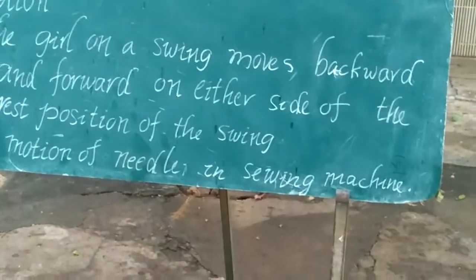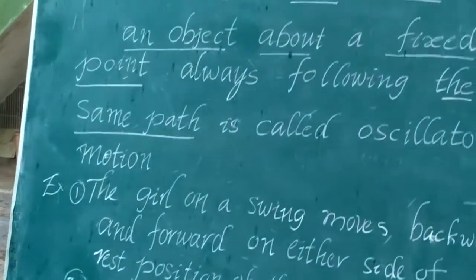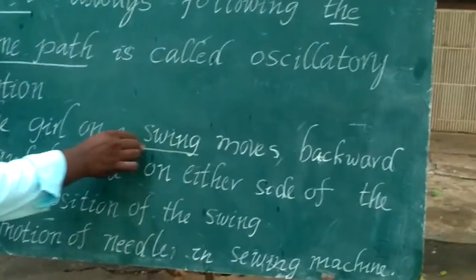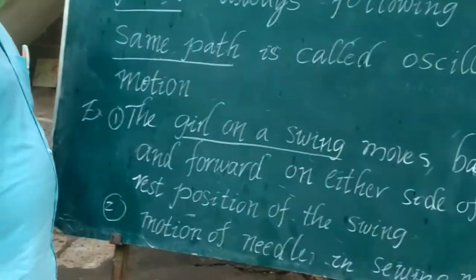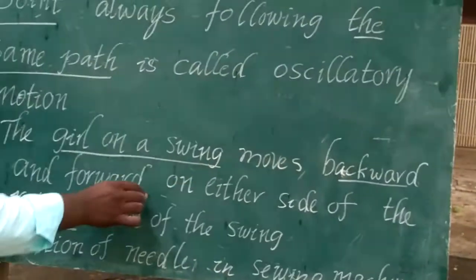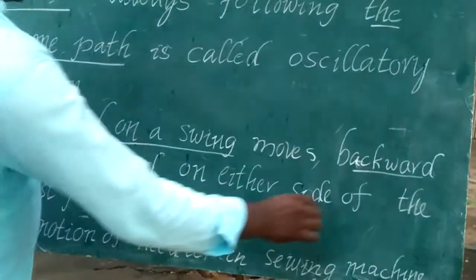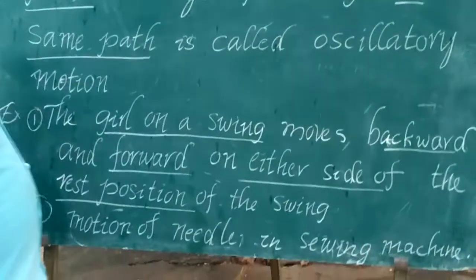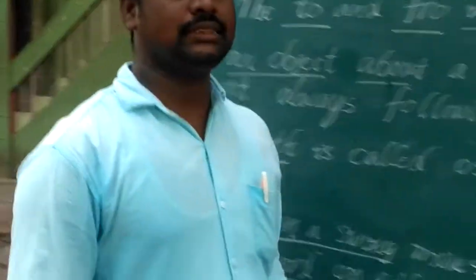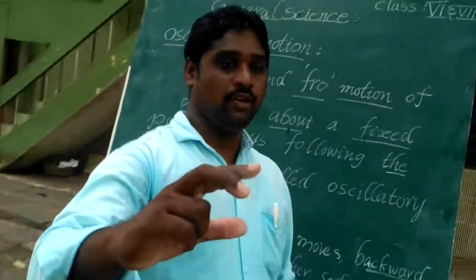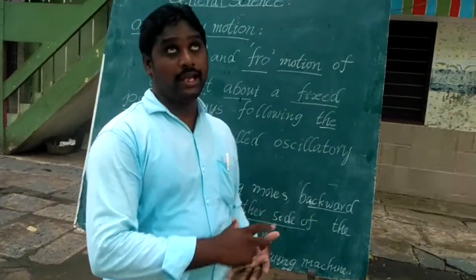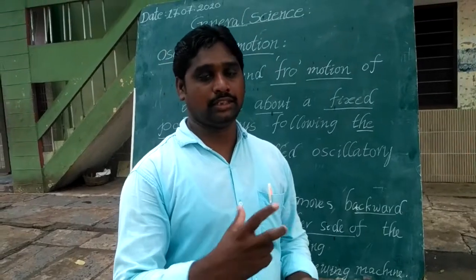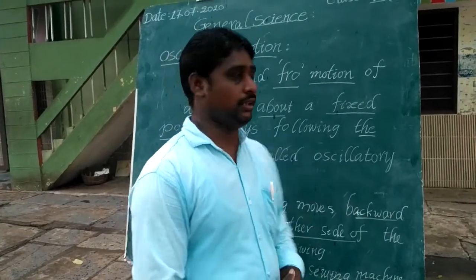Okay, students, what are the other examples of oscillatory motion? The girl on a swing. The girl on a swing moves backward and forward on either side of the rest position of the swing. And we notice that the swing moves forward and backward about a fixed point. So the motion of the swing is an example of oscillatory motion.